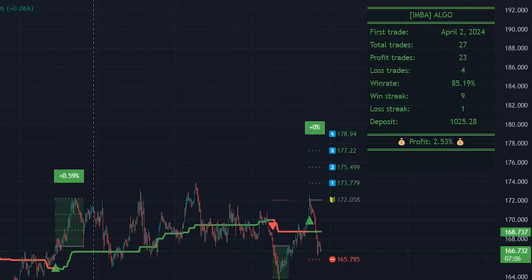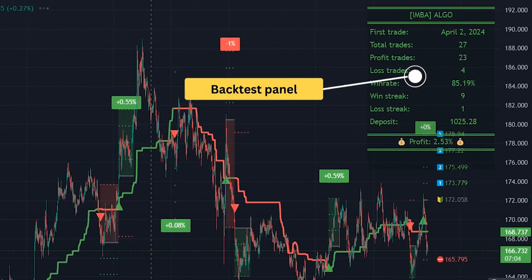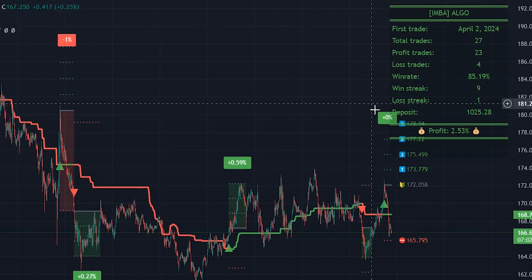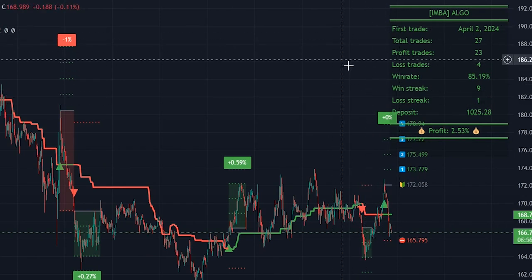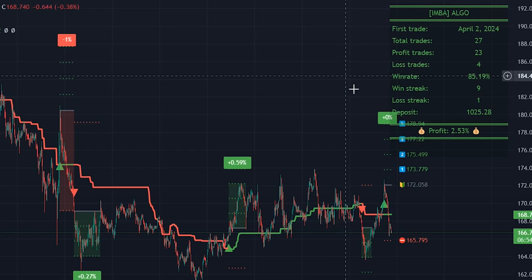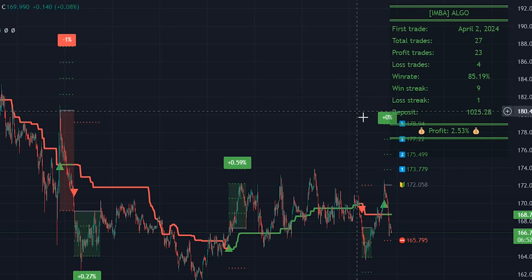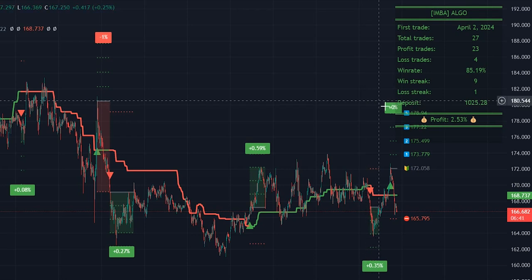A distinctive feature of this indicator is its backtest panel. With this panel, you can dynamically view the results of the current strategy's performance, such as the win ratio, the number of closed trades, the winning and losing streaks, the account balance, and the total profit made. These features make it easier for traders to track all the data needed for building a profitable trading strategy. The total profit made is indicated as a percentage of the initial deposit.